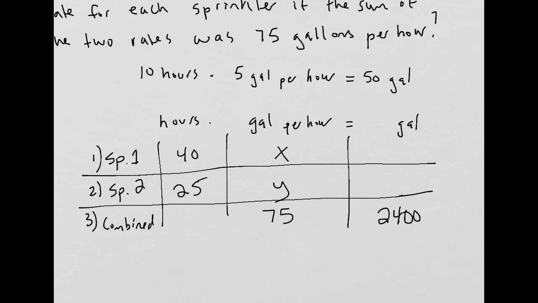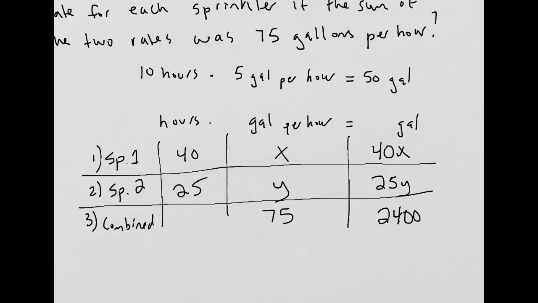So then I want to come up with an expression for the number of gallons that sprinkler 1 is pumping out. Well, I know that sprinkler 1 is running for 40 hours, and it's pumping out X gallons per hour. So an expression for the total amount of water that it's pumping out is going to be 40 times whatever X is. Similarly, the total amount of water that sprinkler 2 is pumping out is going to be 25 times whatever Y is.